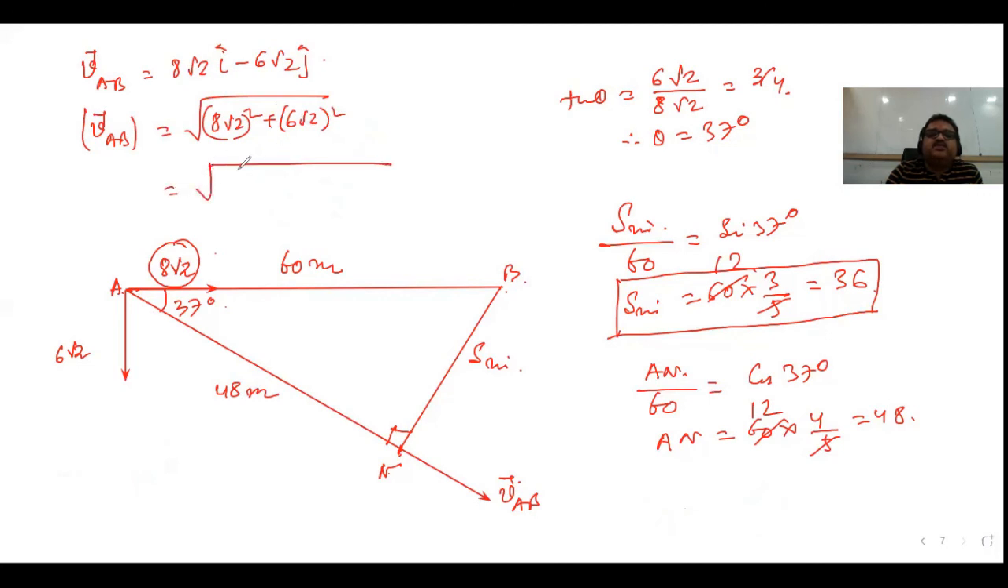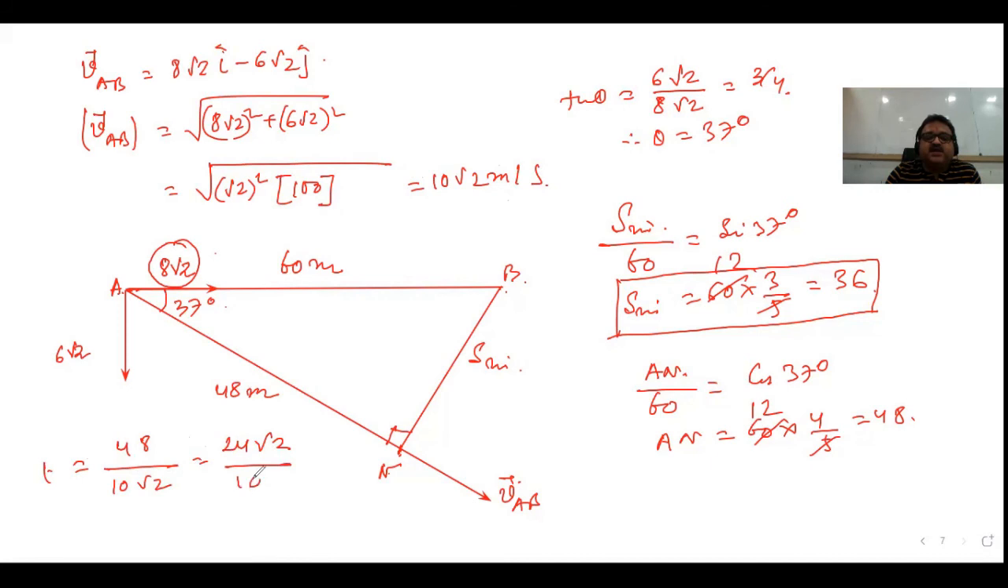Okay, that is equal to root of 2 square. If I take 2 square common, that is 64 plus 36, 100. That means it is equal to 10 root 2 meter per second. So time taken is distance divided by speed. This is equal to 48 meter divided by 10 root 2. That means if I calculate this, 24 root 2 divided by 10, that is 2.4 root 2 second. So that's all. Okay. Thank you.